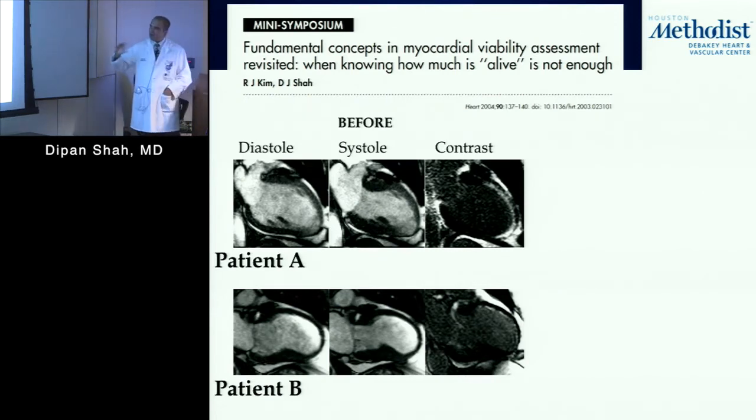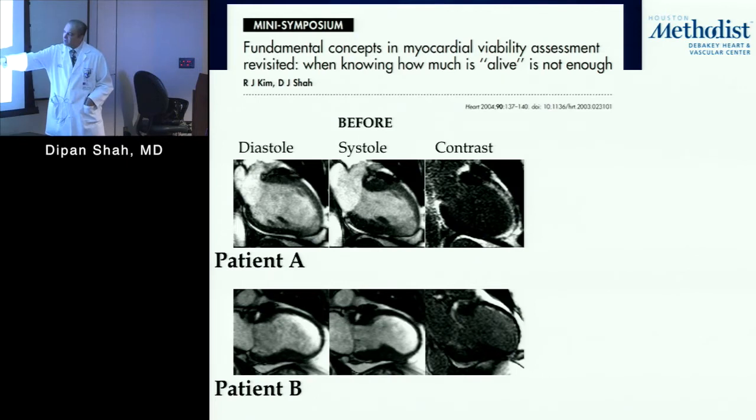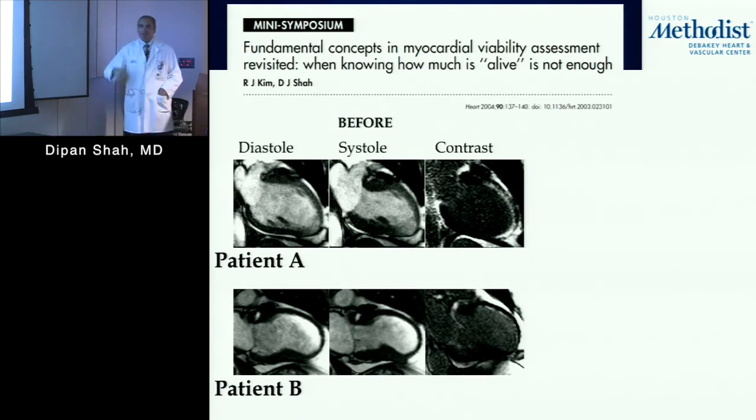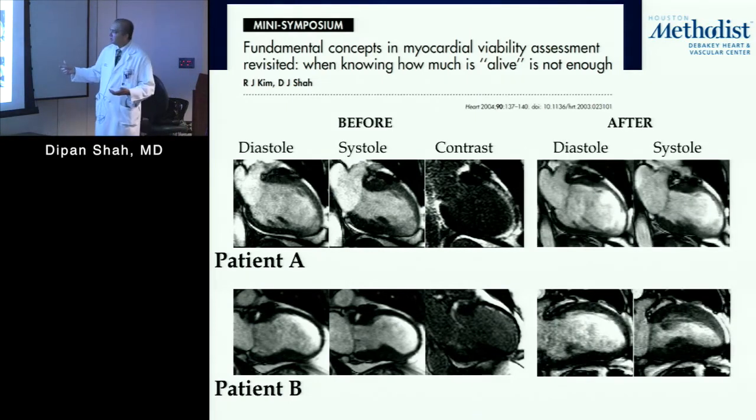Because depending upon how we quantify this, if we just simply look at the amount of viability, we would say that both of these patients have an equivalent amount of viable myocardium within the anterior wall. But on the flip side, if we really compare the amount of scar to the amount of viable myocardium, we would say there's a big difference here. The patient on the bottom actually has very little scar. The patient on the top, on the other hand, has a significant amount of that wall demonstrating hyperenhancement or scar.